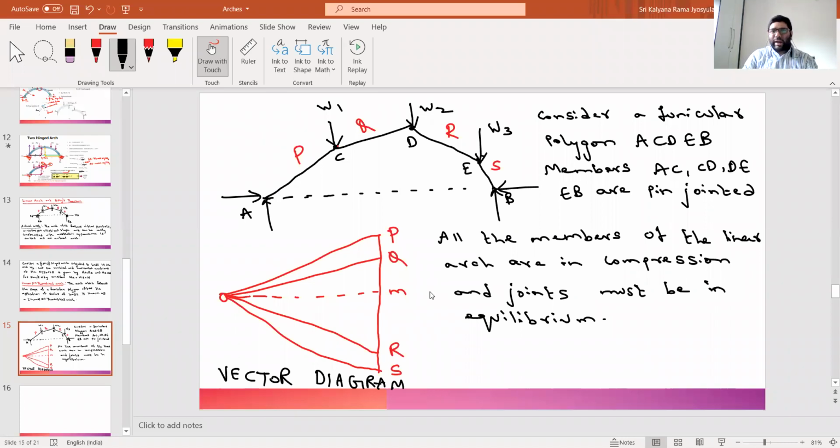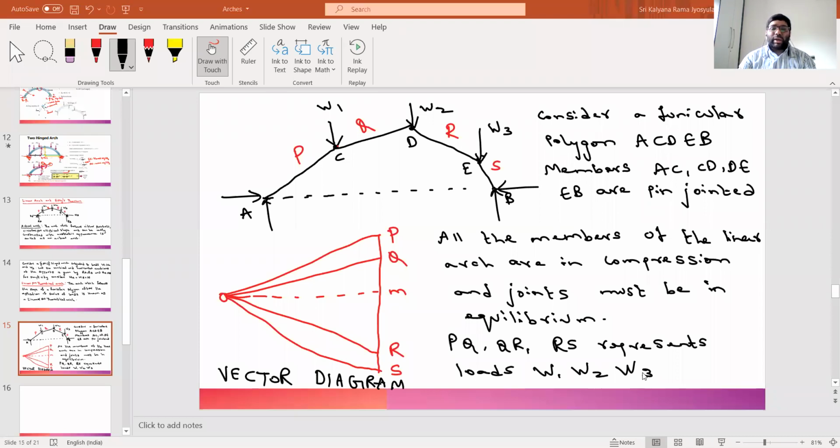When we are considering this linear vector diagram, each and every vector corresponds to the load that is acting on the linear arch. So what do PQ, QR, and RS represent? PQ, QR, and RS represent loads W1, W2, and W3.